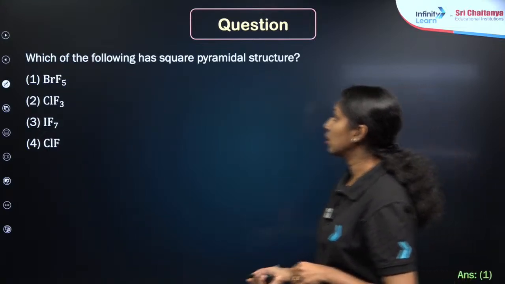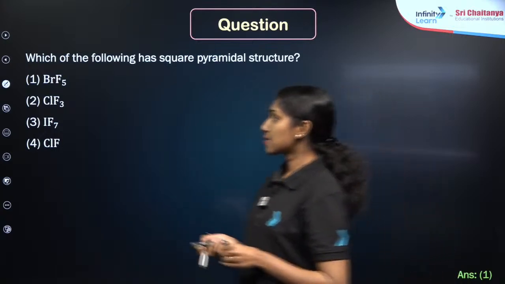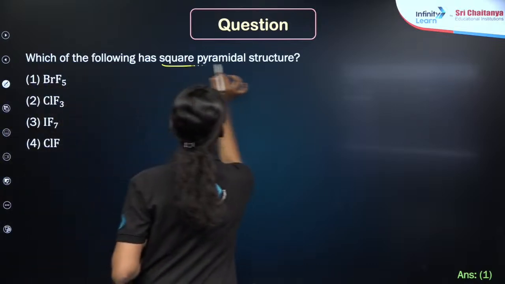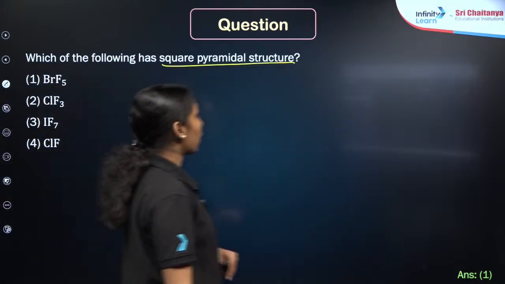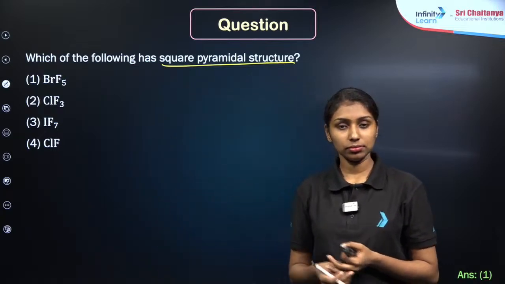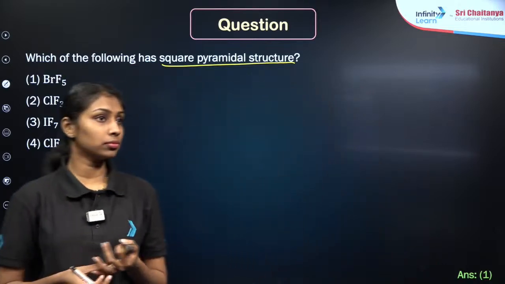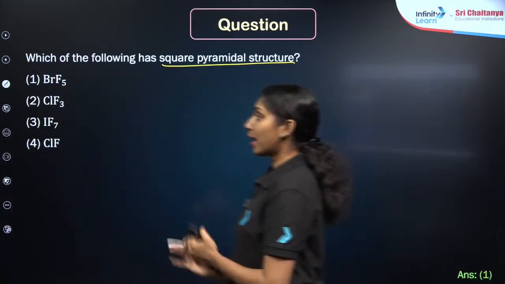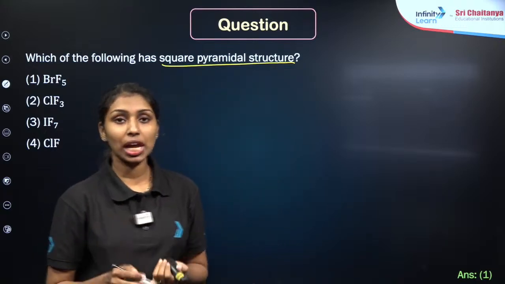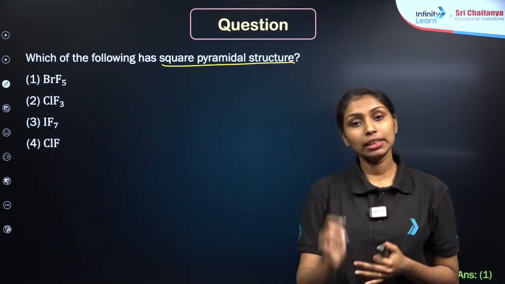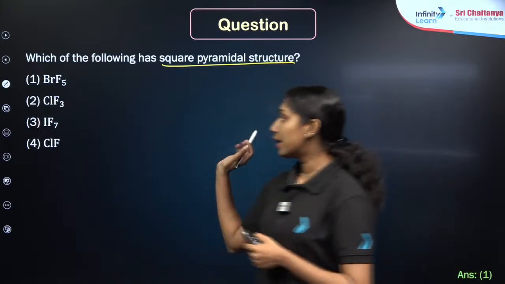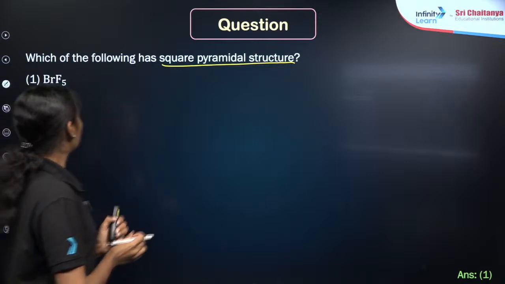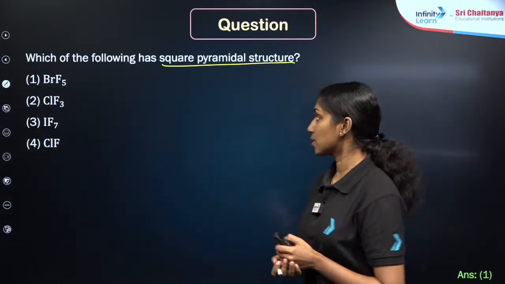Here is the next question. Which of the following has square pyramidal structure? First, you must have an idea about the complete table of structure, shape, geometry and hybridization of the molecules with a lone pair and without a lone pair. So you must be able to answer this question. Square pyramidal structure.